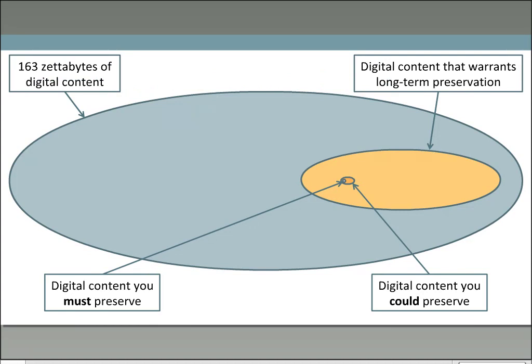In addition, remember that I said that you're not on the hook for preserving all 163 zettabytes of data? Selection enables you to zero in on that content that A, warrants preservation, and B, that you are responsible for preserving. I should note that this drawing is not to scale. If it were, the dots representing the content you could preserve, and the content you must preserve would not be visible to the naked eye.